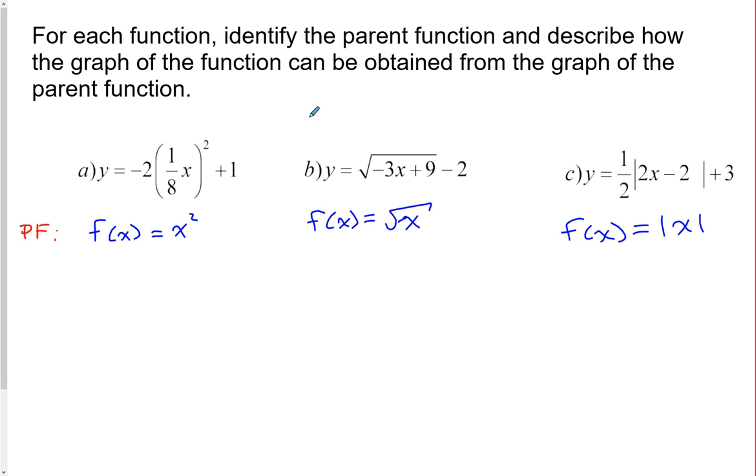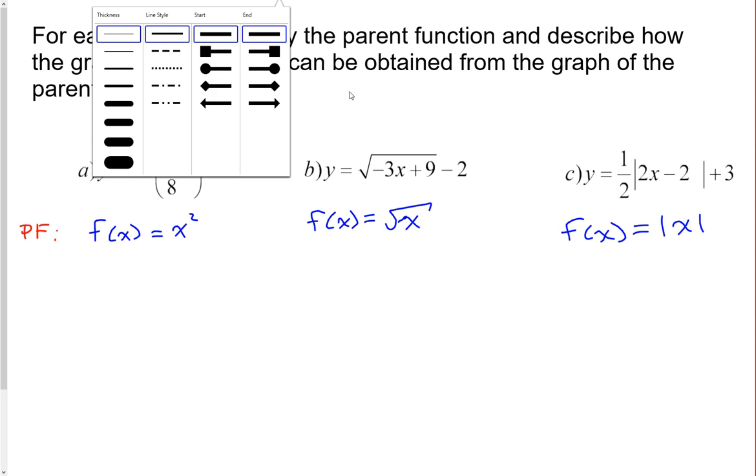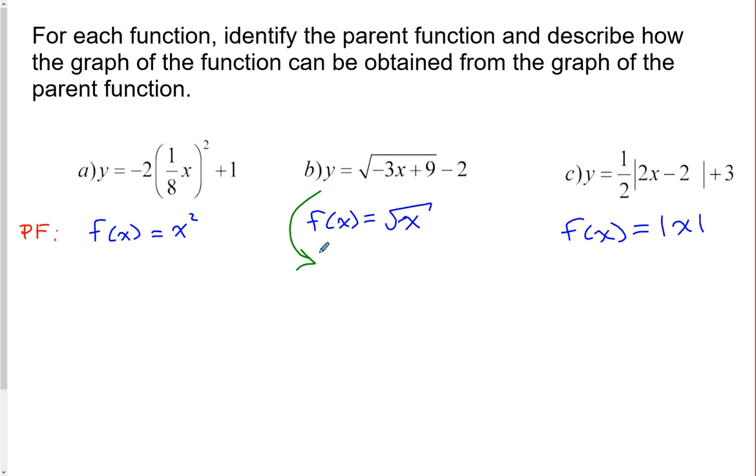This next one has a trick. So I'm going to go green here. And here's the trick. Inside the brackets, things need to be factored. So I'm going to write it as y equals square root. Now I've got -3 and I've got 9. I can actually divide a -3 out of that. Okay. So I see from this, what are my transformations?